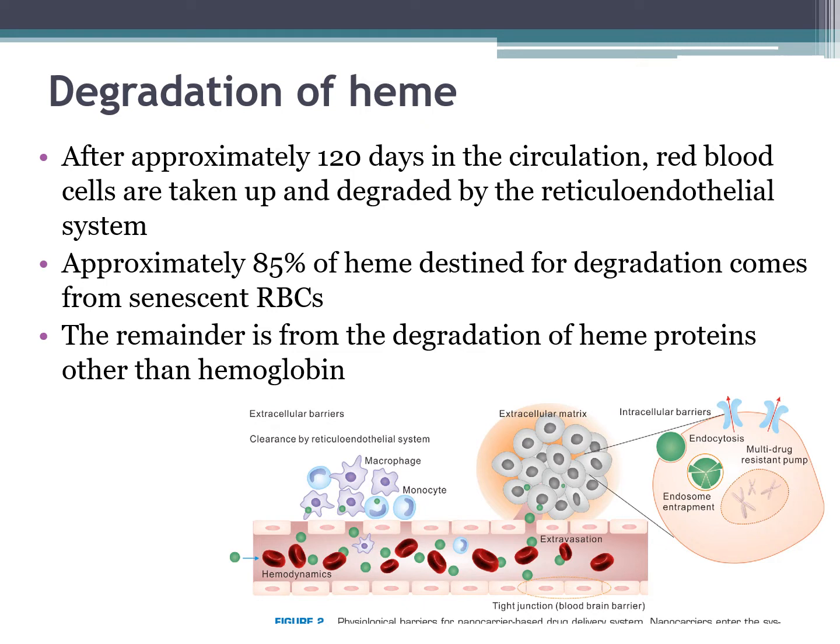So we will talk about the degradation of heme. First of all, what happens is that the hemoglobin which is present in the RBCs gets degraded by the enzyme called hemoxygenase, and hemoglobin dissociates into the heme and the globin part.